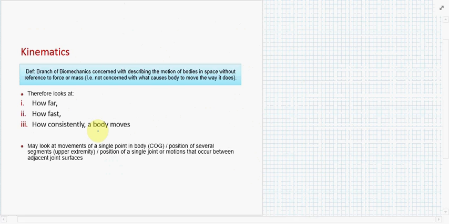So it may entail movements of a single point, such as the center of gravity, or the position of several segments, such as upper arms, lower extremities in terms of your thigh or your leg or your foot and ankle. Okay, so that is similar to what you guys did in your kinematic analysis of the standing broad jump, right? You looked at ranges of motion of the shoulder and of the hip and of the knee and what its contributions were to how far and how high a person jumped. Okay, so that's exactly the crux behind kinematics, right?